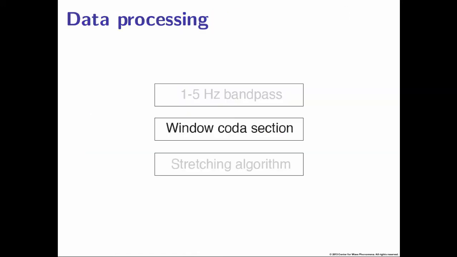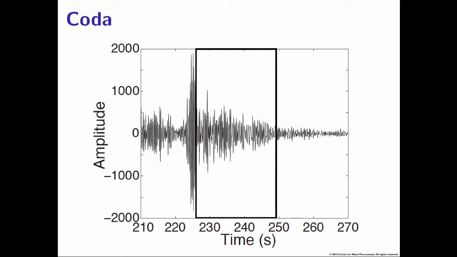And also, because our focus is to monitor velocity changes, we want to increase the sensitivity of the velocity change we estimate, so we use only the coda section of the waveform. This is the part of the waveform that we believe results from multiple scattering of the explosive signal that traveled through the subsurface before it was recorded in our receivers.